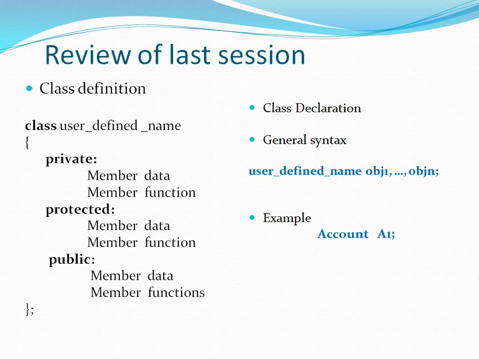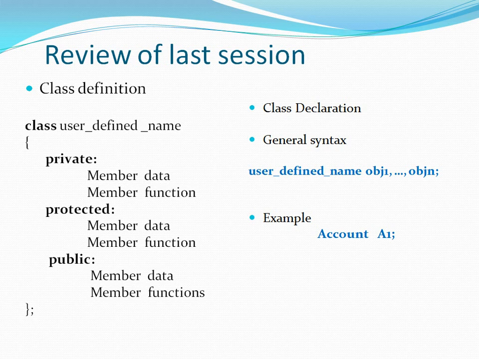In the last session we studied class definition and class declaration. See here the general syntax: class, user defined class name, open flower bracket, private, protected or public, anything we can use. Then member data and member functions. These are known as the class definition, closing with a flower bracket and semicolon. Inside that, the class body will be there.